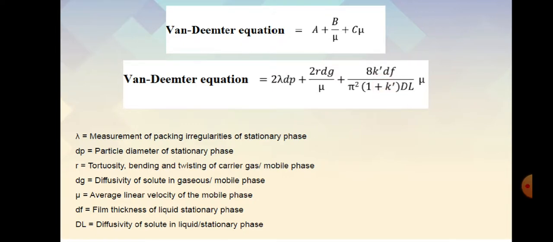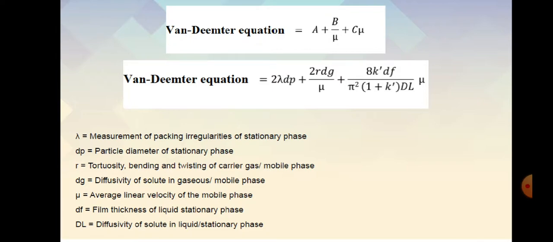Lambda, we have seen, is a measurement of packing irregularities of the stationary phase. dp is a particle diameter of the stationary phase. These two things we have to keep as small as possible. R is a tortuosity, or bending and twisting, of the carrier gas or the mobile phase. dg is a diffusivity of solute in the gas or the mobile phase. Mu is the average linear velocity of the mobile phase. df is the film thickness of the liquid stationary phase.